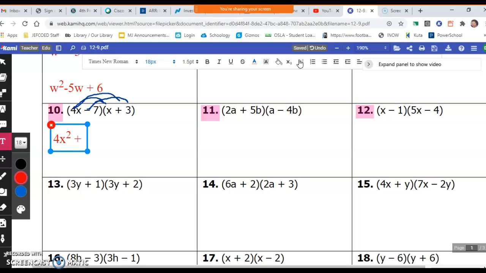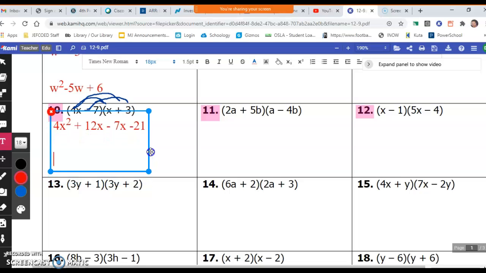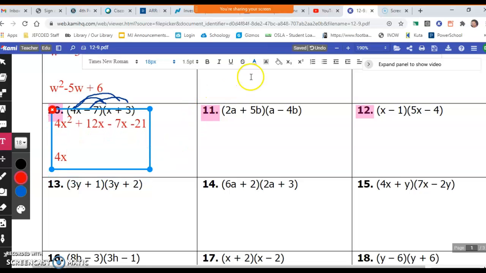12x, so plus 12x. All right, negative 7 times x, minus 7x. And then negative 7 times the 3 is negative 21. From here, let's combine our terms. 4x squared. And we got 12 minus 7. 5x, excuse me, plus 5x minus 21. All right, everybody good there?